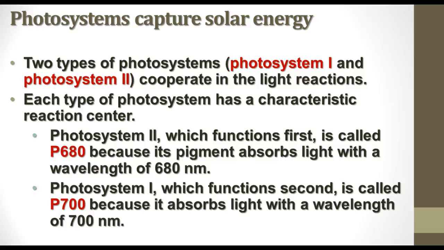There are two types of photosystems in leaves. There's Photosystem I and Photosystem II. And they work together in these light reactions to do different parts of the process. The photosystems are slightly different from each other.